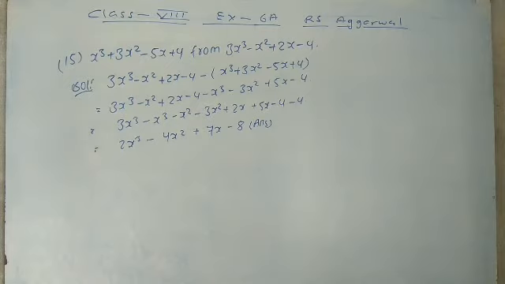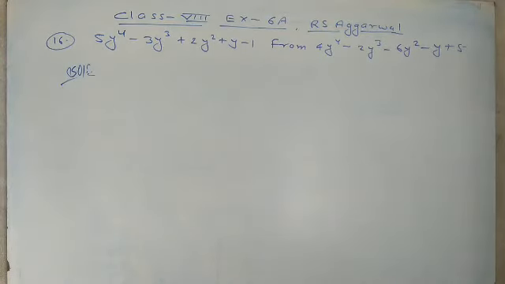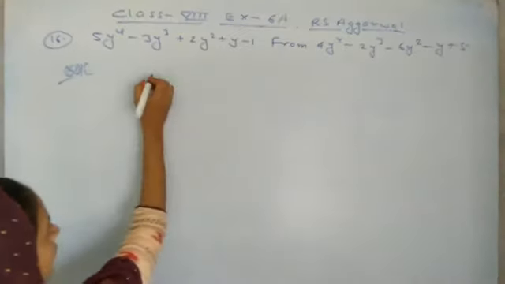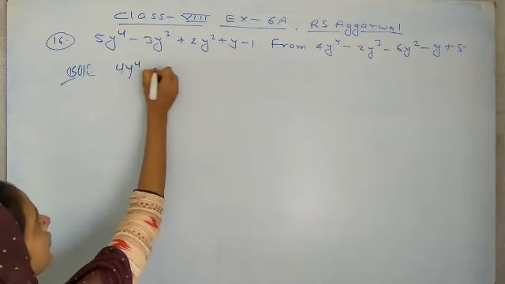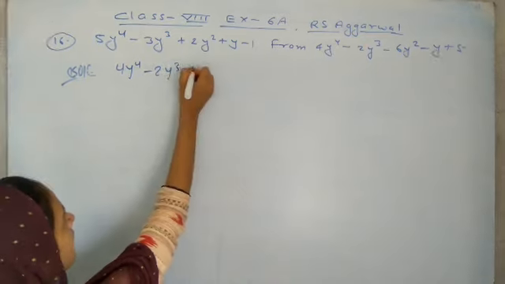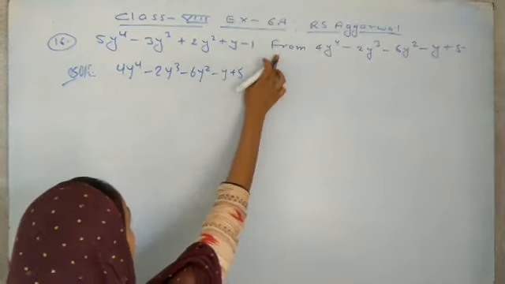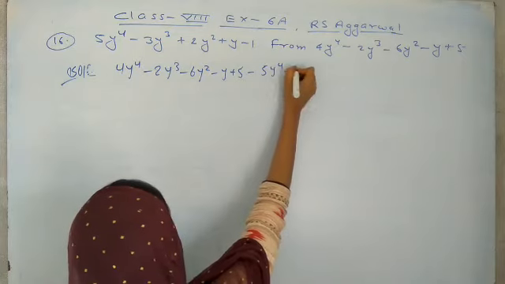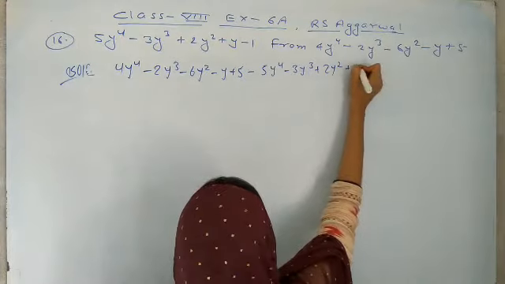Now let's come to question number 16. We have to first write this term 4y power 4 minus 2y cube minus 6y square minus 5 plus 5. And we know that from means minus 5y power 4 minus 3y cube plus 2y square plus y minus 1.